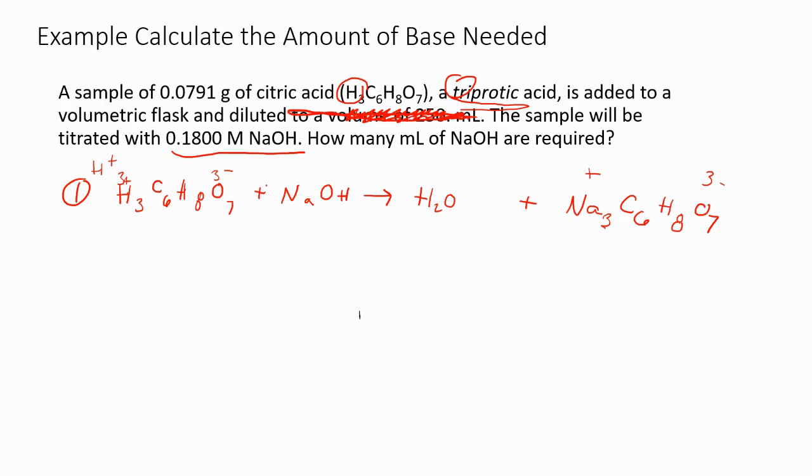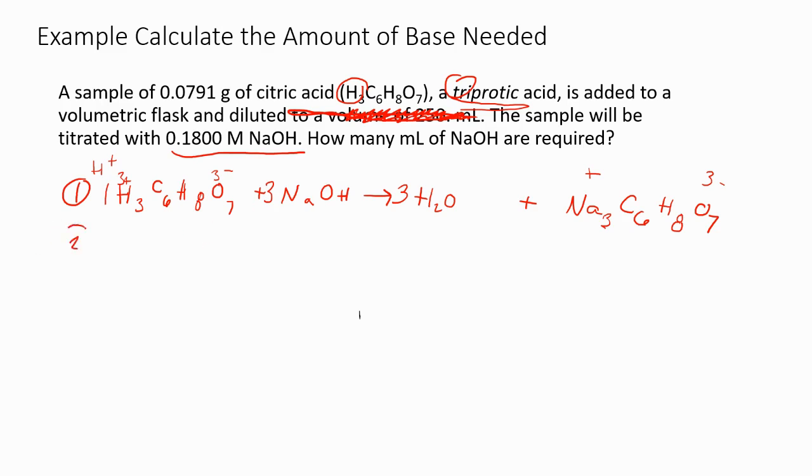We need 3 sodiums so that we have 3 on each side. We need 3 waters so that we have 3 oxygens on both sides. We have 3 oxygens here, 3 oxygens here, and then we also have 6 hydrogens on both sides. So what we just did was we made it very clear that for every 1 mole of acid, we need 3 moles of hydroxide. Okay, so that's why we balance that.